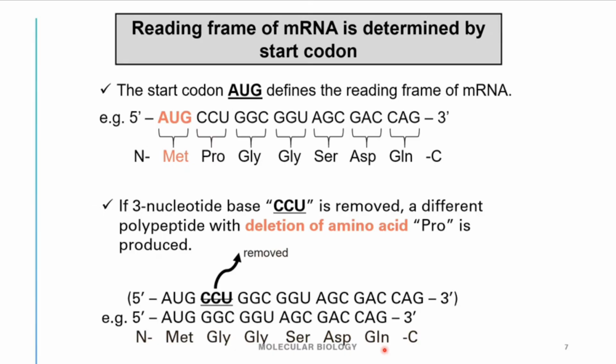So if you have deletions or any other mutation that happens to 3 nucleotides in a sequence, which happens to be just one word in the mRNA sequence, this would not cause any problem in the sequence of amino acids that's getting translated, because the reading frame doesn't change. It still remains within the same reading frame starting from the AUG.